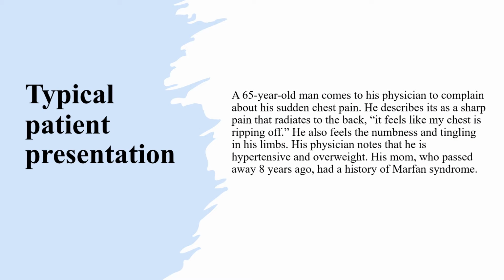So first, this is a typical patient presentation. A 65-year-old man comes to his physician to complain about his sudden chest pain. He describes it as a sharp pain that radiates to the back. "It feels like my chest is ripping off," he said. And he also feels numbness and tingling in his limbs. His physician notes that he is hypertensive and overweight. His mom, who passed away 8 years ago, had a history of Marfan syndrome. And later on, he is diagnosed with aortic dissection.